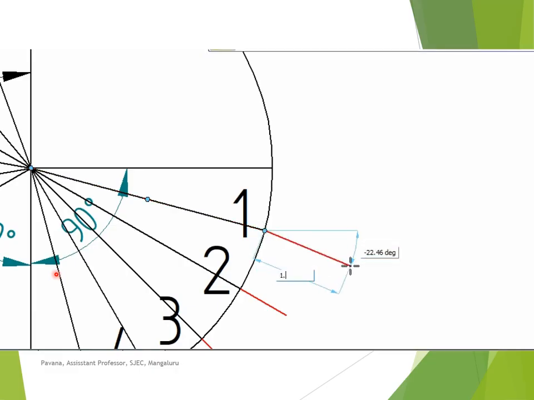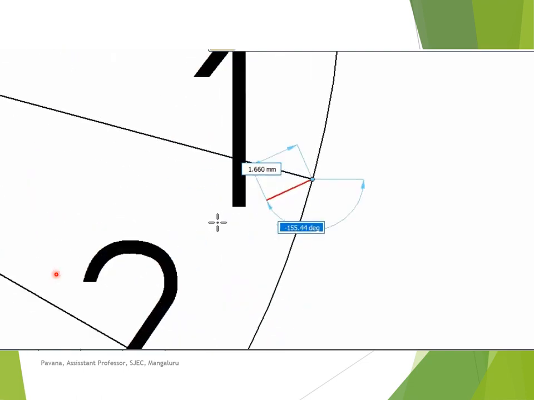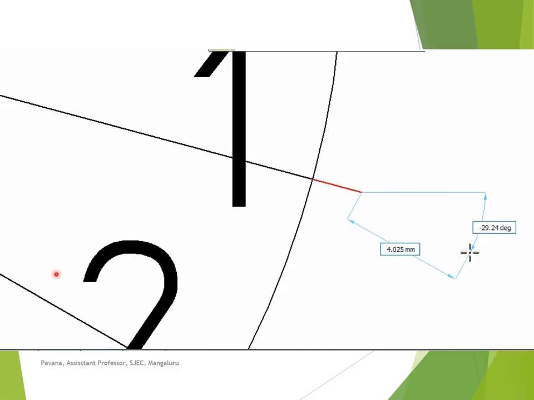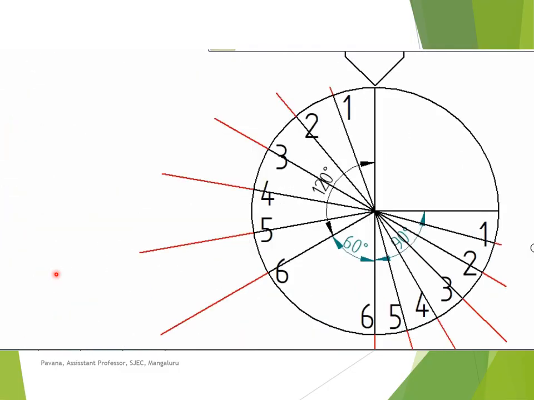One 1.66 is the length. See here, it should be in a straight line. Okay, then only it is correct. This completes extension of the line. Now name the end points.